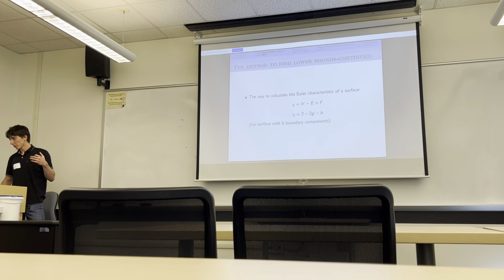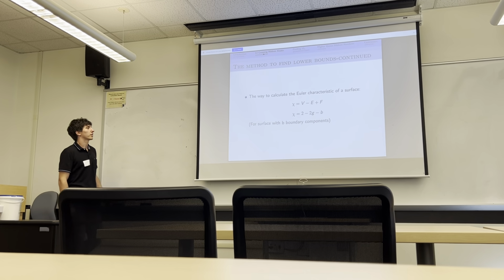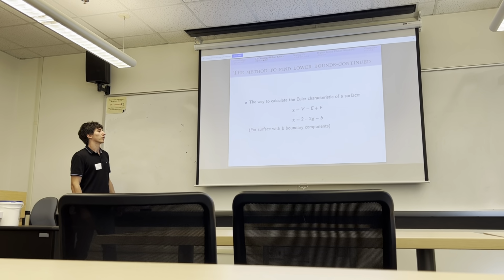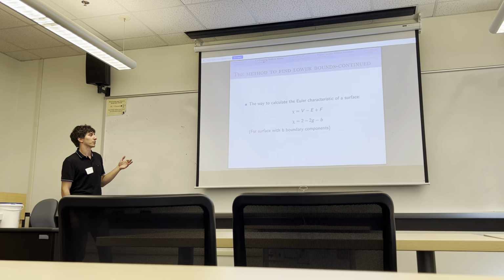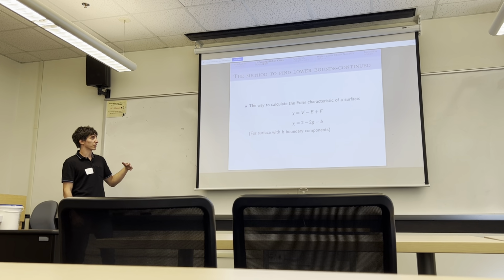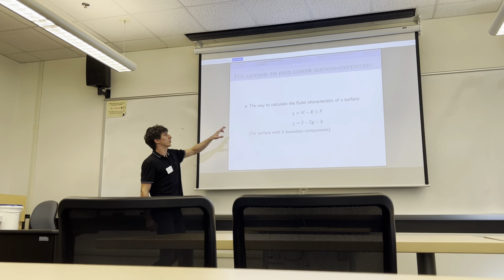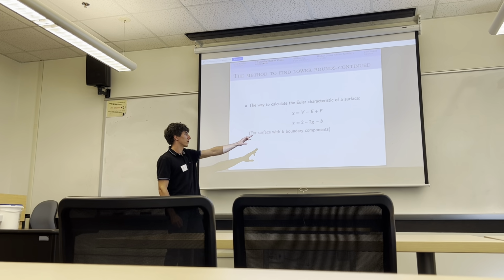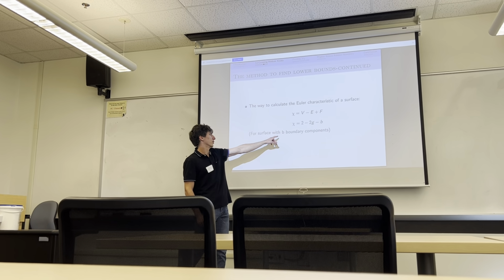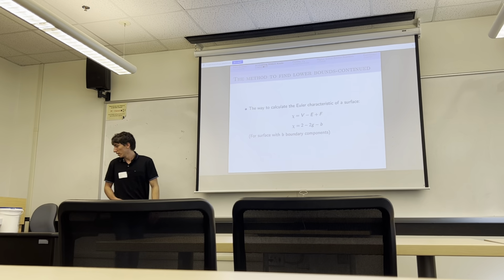And we can use this to compute the Euler characteristic of the surface, which is the vertices minus the edges plus the faces. And we could also use that to find the genus of a surface whenever we know the number B of boundary components.